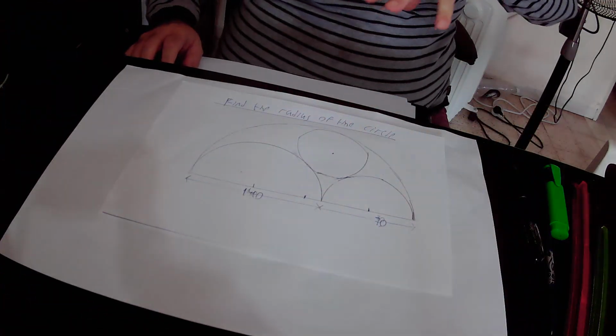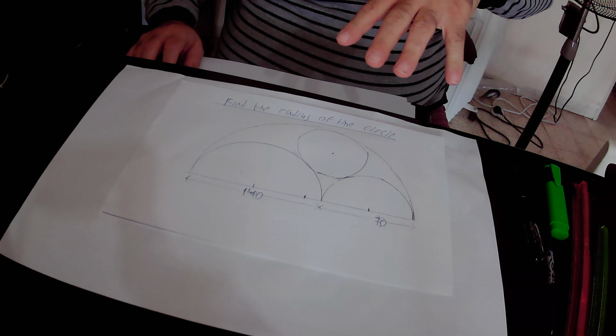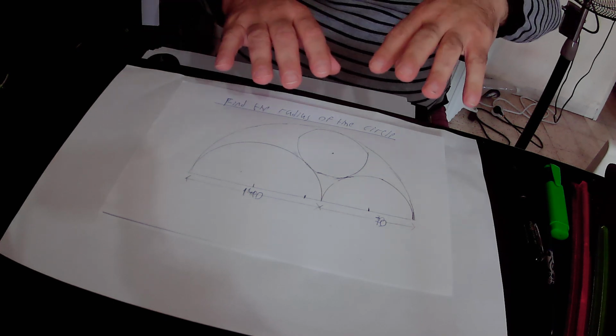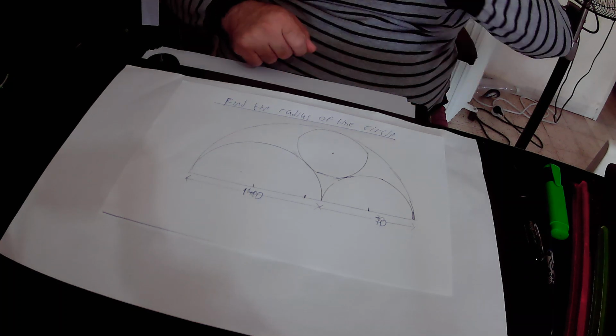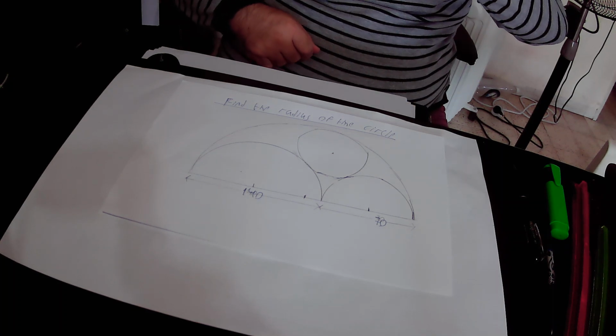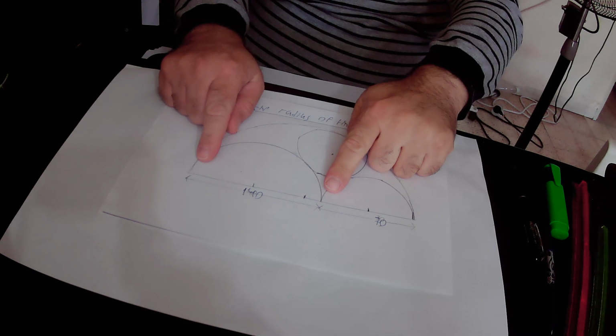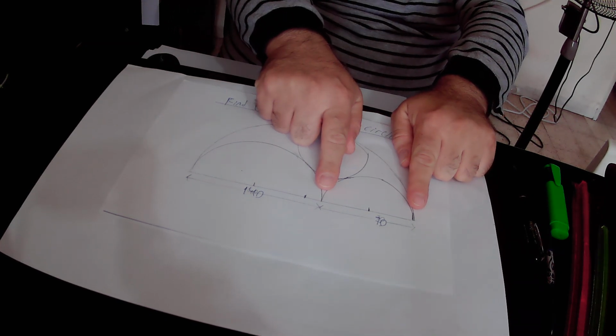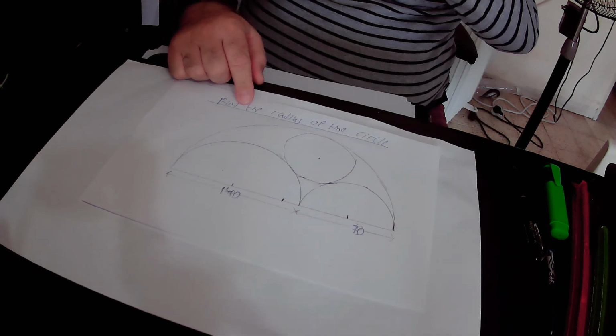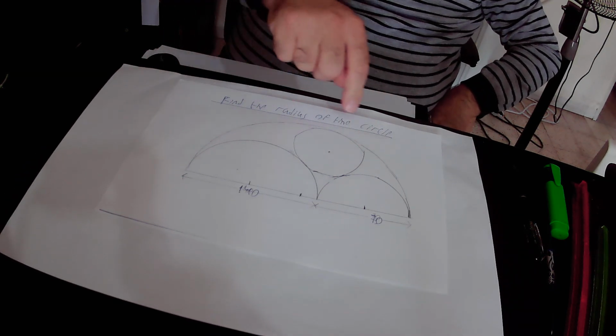Now, in this lecture, we'll find out the radius of the circle. In the drawing, we have a big semicircle. Inside this big semicircle, we have two smaller semicircles and one circle. It's given that this line segment equals 140 units, and this line segment equals 70 units in length. And our mission is to find the radius of this circle.